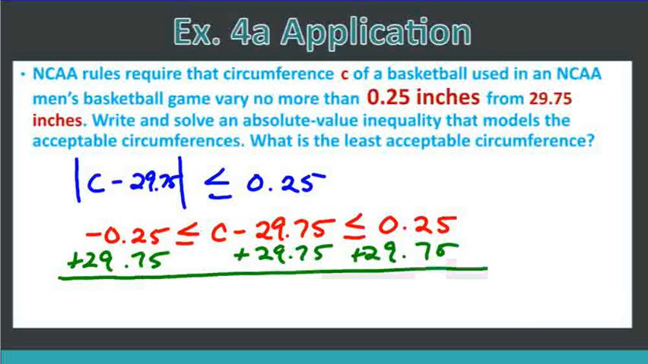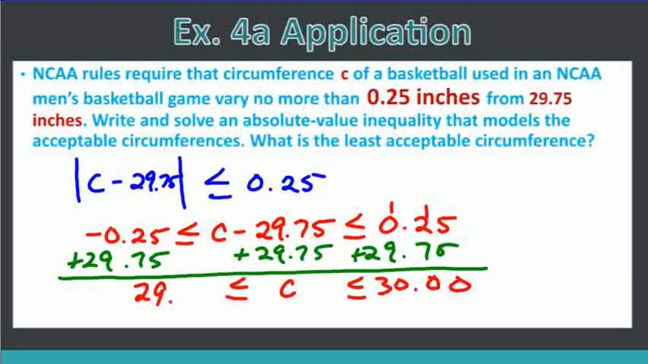And when I do that, here I have 30 on this side, C in the middle, and C is greater than or equal to, if I subtract 29.75 and 0.25, I end up with 29.5. And those would be my ranges. But the question is asking, what is the least acceptable circumference? And the least acceptable circumference would be 29.5.